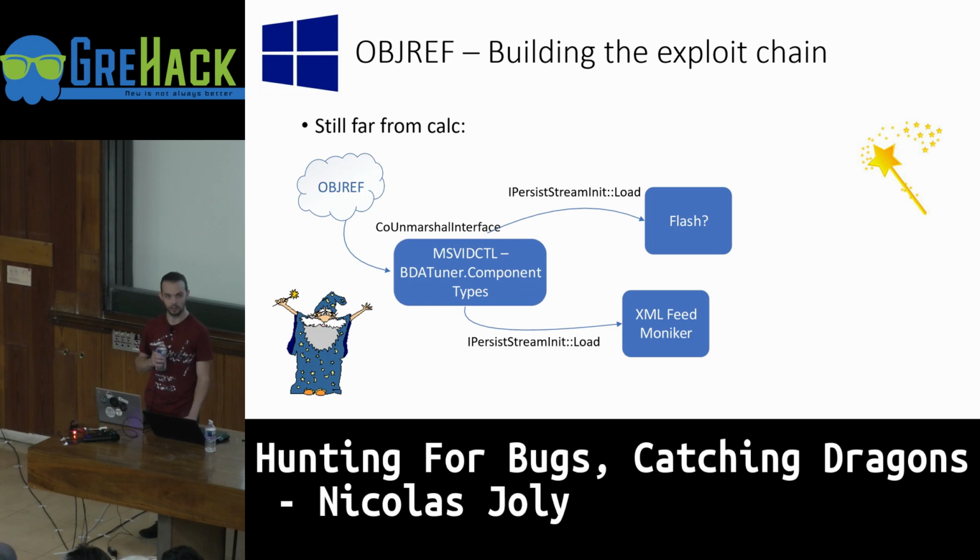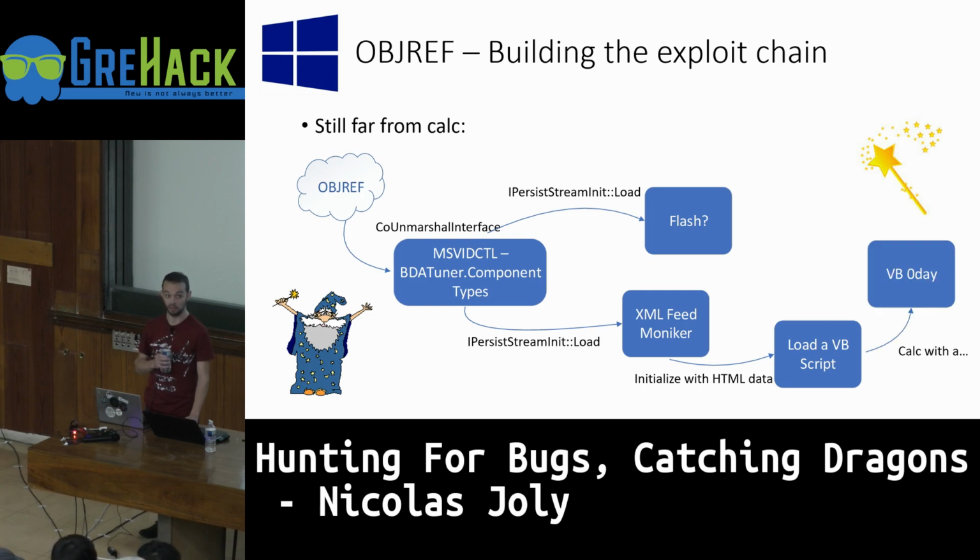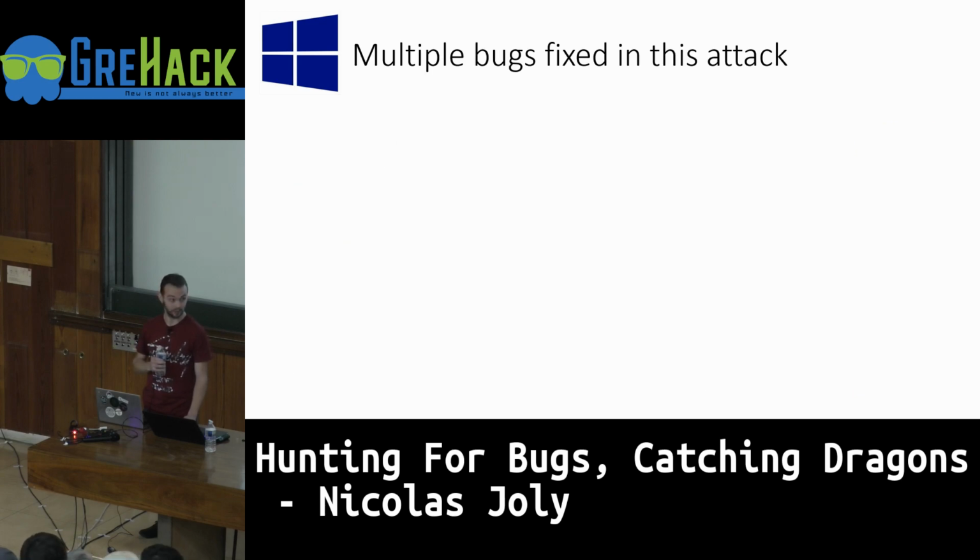How did I find it? I don't know. I just tried them all. I think I had like 5,000 COM objects on my machine. I tried them all, loading some HTML, some script, to see if one would react. And this one reacted. Thanks to that one, I was able to load a VBScript. So you send an email, and then you're able to load some VBScript. You're still a bit away from a calc, but not that far away. Just add a VBScript 0-day, and here you go with your calc.